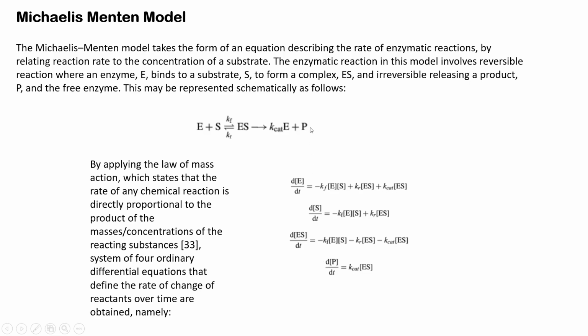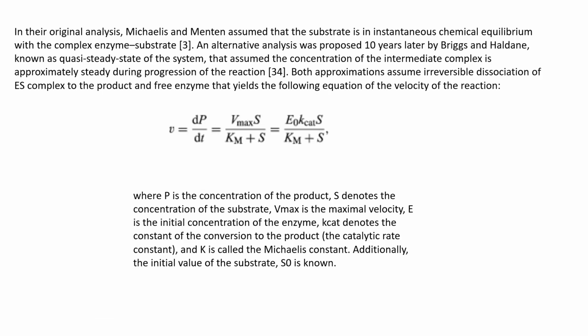And for the last part, the product is basically dependent on the concentration of the ES complex. So these four ODEs you can make from this equation. In the original analysis, Michaelis and Menten assumed that the substrate is in instantaneous chemical equilibrium with the enzyme-substrate complex. An alternative to this analysis was proposed 10 years later by Briggs and Haldane, which is known as the quasi-steady state of the system.